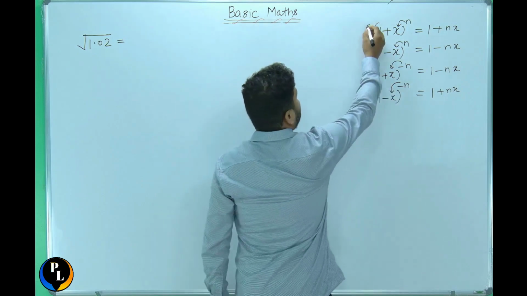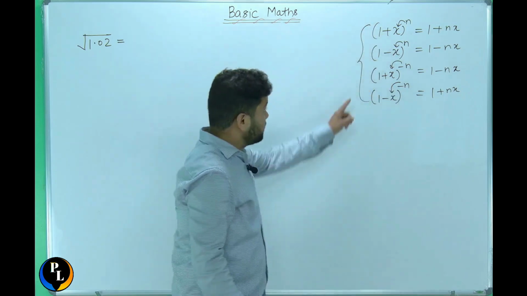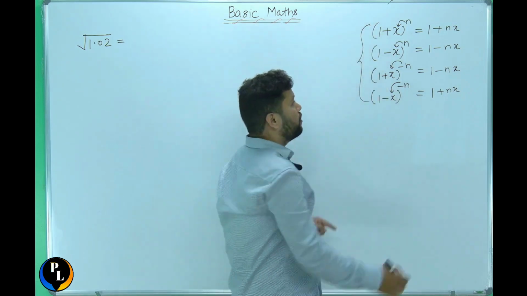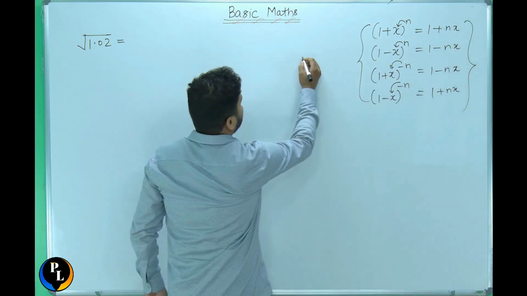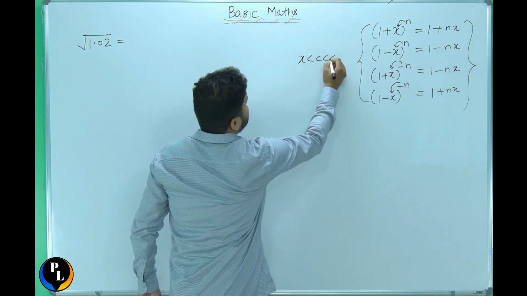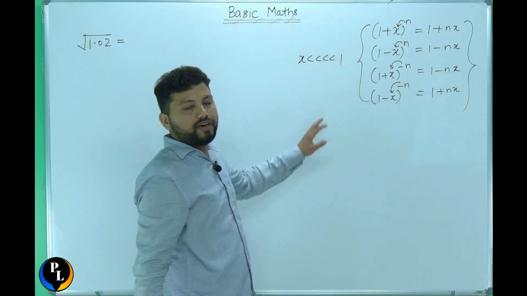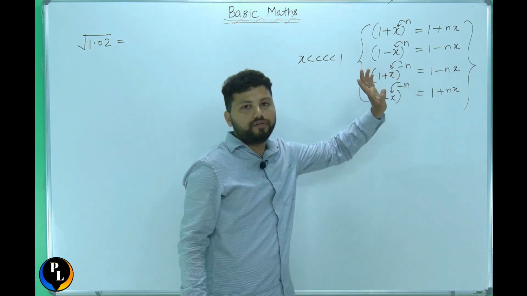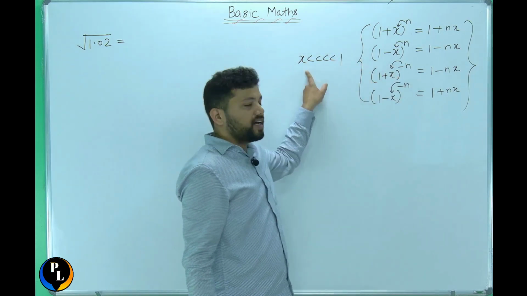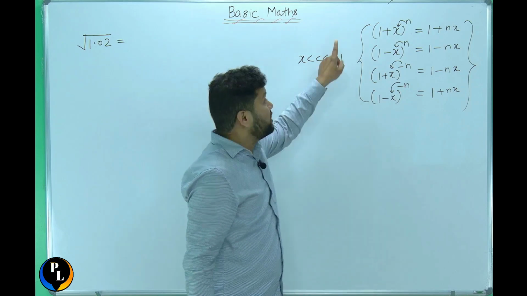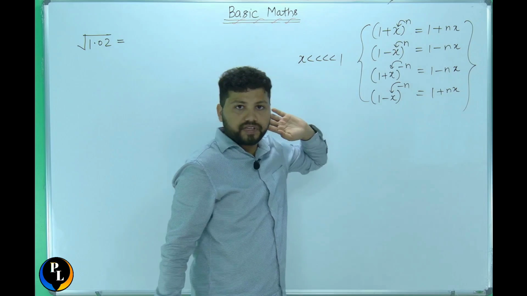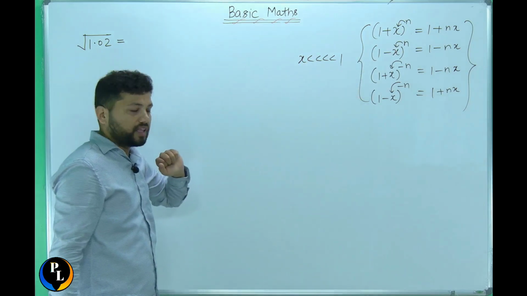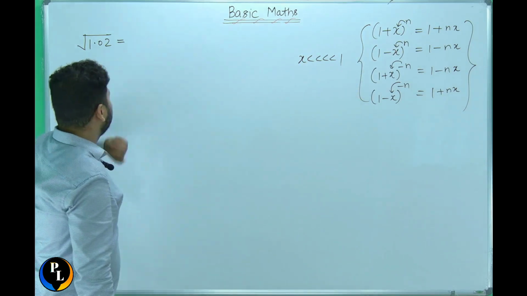But we are able to multiply this power only and only when x is much less than 1. Otherwise we are not able to multiply this power into x. Please remember, only when x is much less than 1 can we multiply this power into x. Now use the same pattern to solve this numerical.